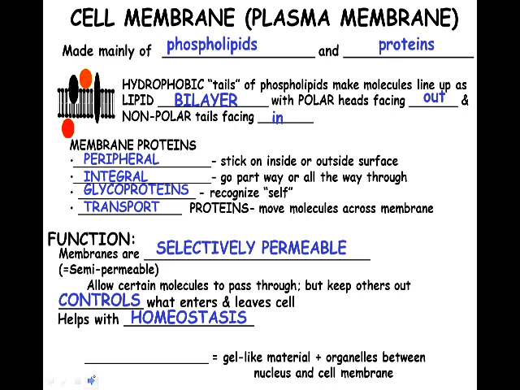And our other vocab that goes with cell membranes is cytoplasm, because once I make a membrane, a boundary, then I can put stuff inside, and that's my cytoplasm. All the goo and the organelles that are inside the cell between the nucleus and the cell membrane.